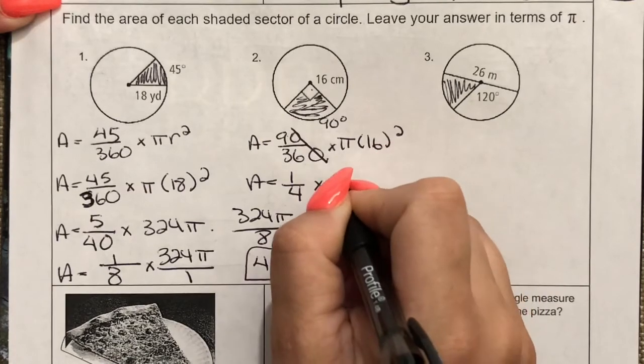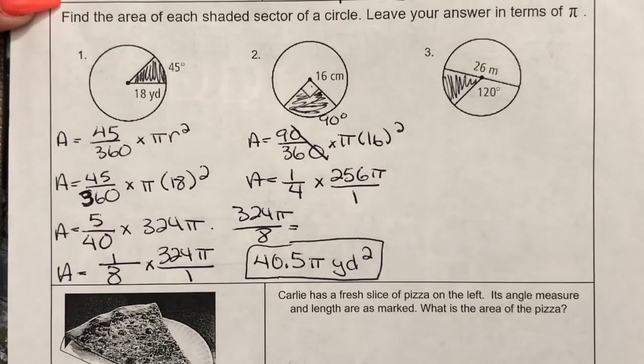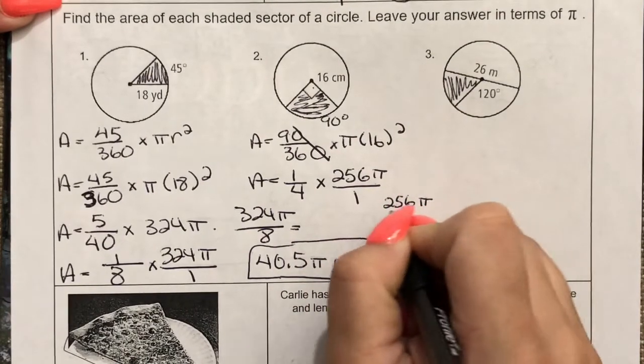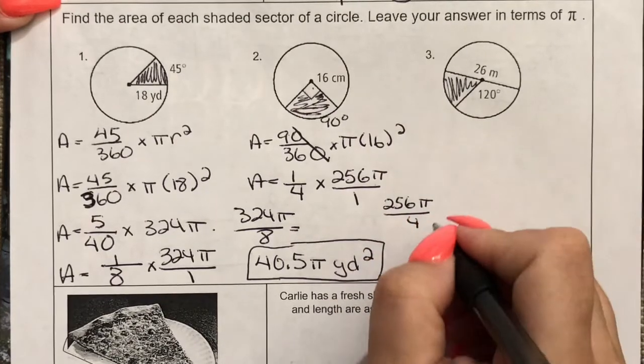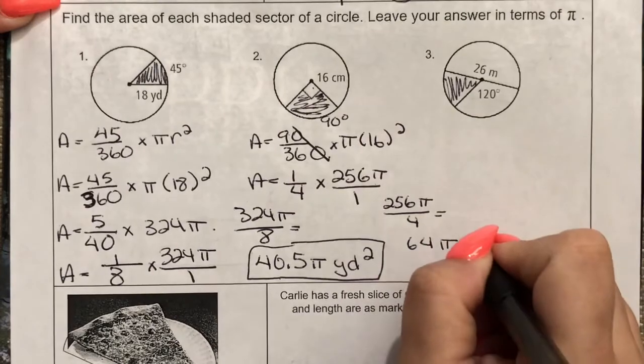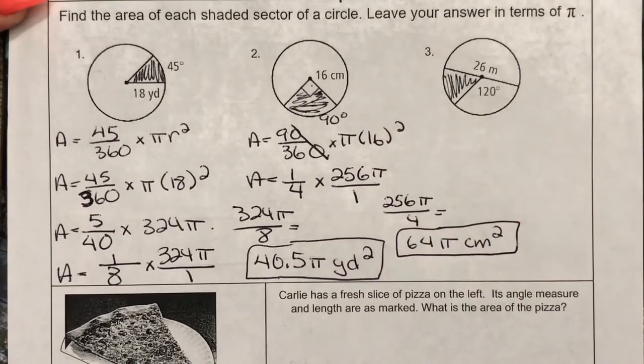Again, 16 times 16 is 256 pi. You can put it over 1 if you need to. So I end up with 256 pi over 4, which is going to simplify down to just 64 pi. This time it was centimeters squared. Again, area is always squared.